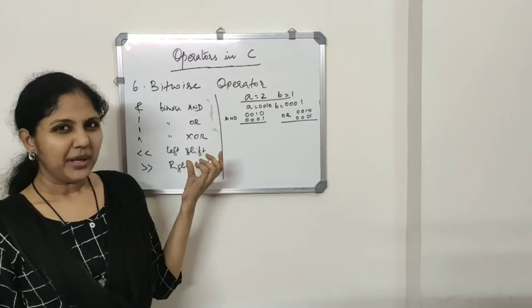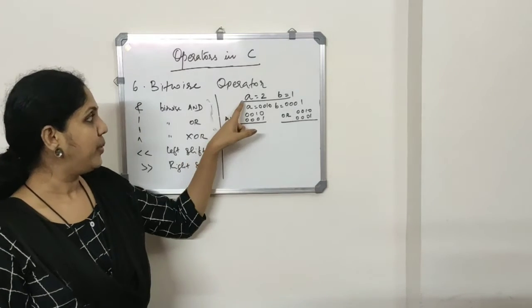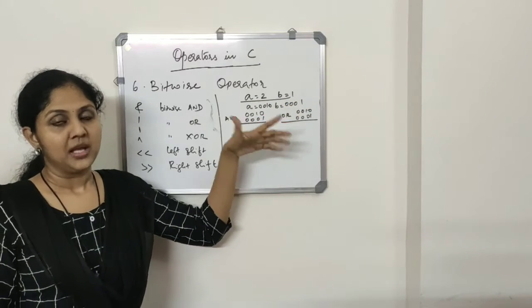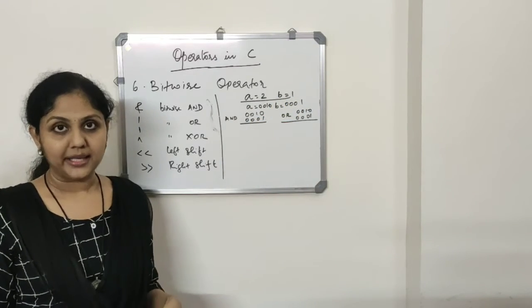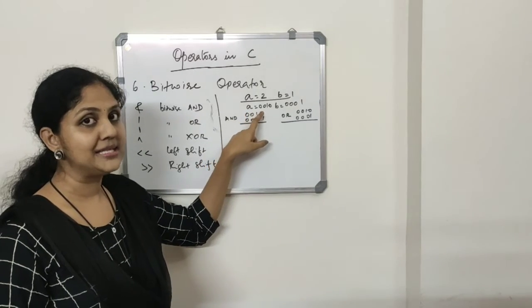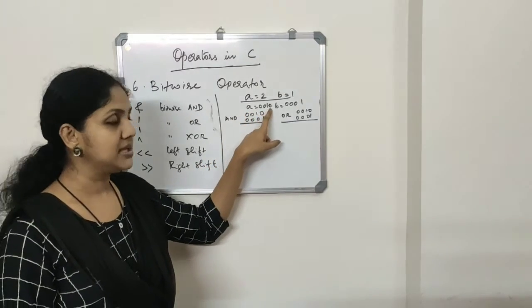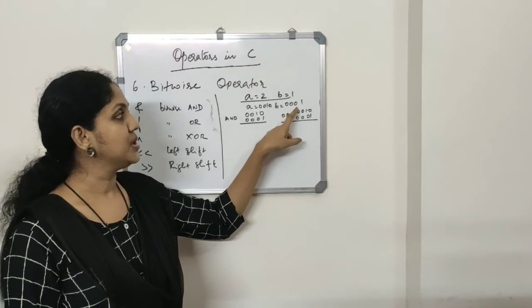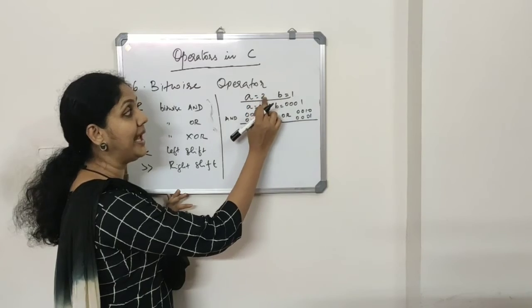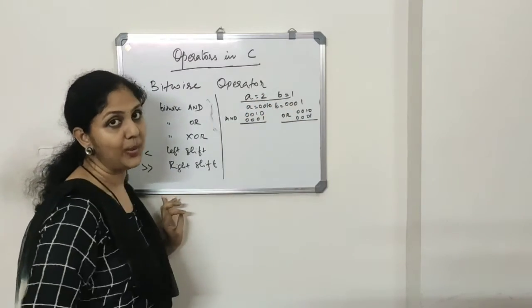So what do you mean by bitwise level? Suppose my values are A is equal to 2 and B is equal to 1. If I convert the values to binary values, that means bit level, then the values will be A is equal to 0010 and B is equal to 0001. These are the equivalent binary values for A is equal to 2 and B is equal to 1.